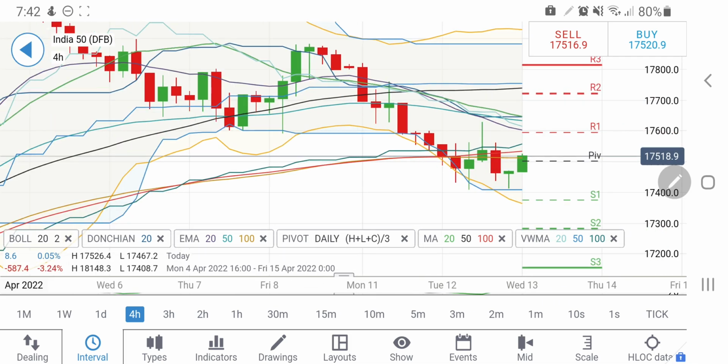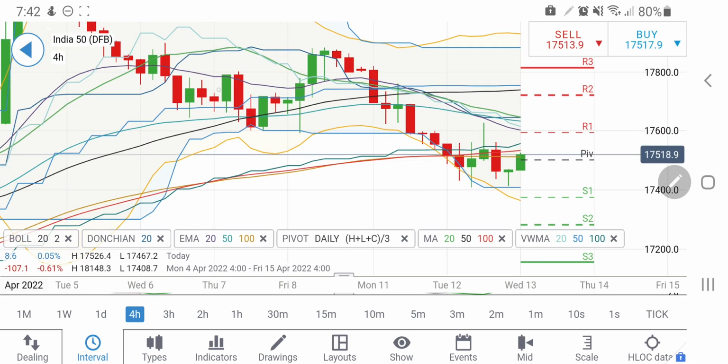This is a minor reversal which is trying to happen, and probably till the time it remains above 17,500, or rather I will say 17,450, it can try to reverse a bit. The next target should be at around 17,550, 17,600, and in fact it can try to rise towards 17,700 levels, which may be a very strong support.